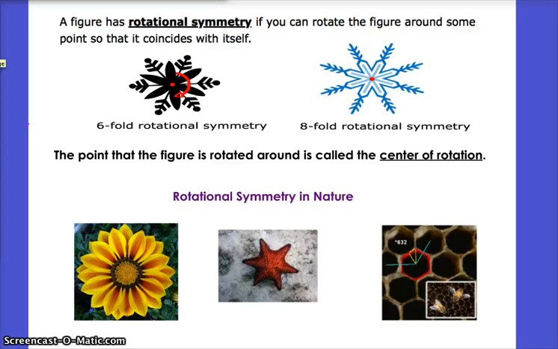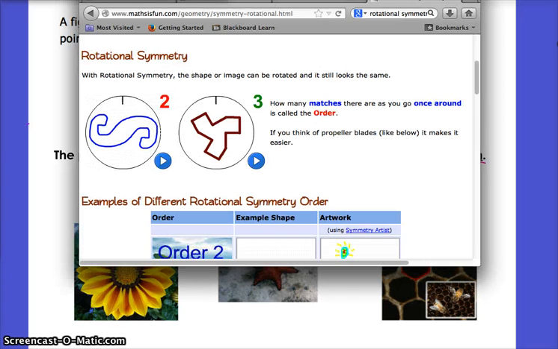A figure can have rotational symmetry if you rotate the figure around a point so that it coincides with itself, and the point that the figure is rotated around is called the center of rotation. So I have flowers and honeycombs and snowflakes up here as examples, but when you rotate them, it would land on itself. And I want to show you a picture of this just to make sure you understand it.